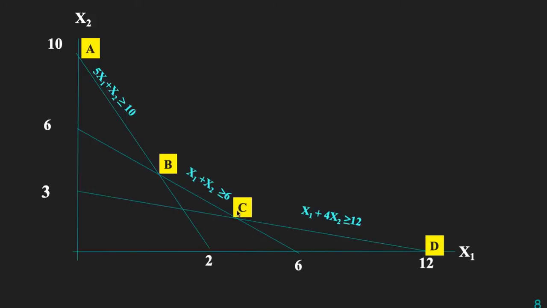If we look at this point C, we are going to find the values of x1 and x2 in two different ways. One is to draw a perpendicular line to both x1 and x2 and find out the values of x1 and x2, or we are going to find the two equations which are intersecting here. So if I see here, it is x1 plus x2 is equal to 6, then x1 plus 4x2 is equal to 12. These are the two equations that we are going to take and find out the values of x1 and x2 at this intersection point, that is C.